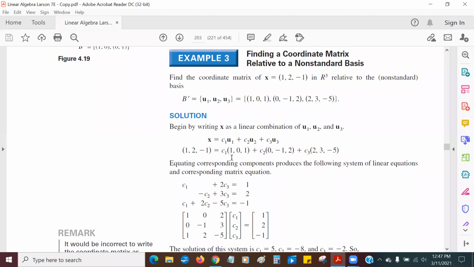Oh, sorry. This is the first component of the first vector. This is the first component of the second vector. And C3 times 2 is the first component of the last vector. Well, I'm adding these all up, and when I add them all up, they should equal the first component of this guy, which is 1. So that's why we get this first equation, C1 plus nothing plus 2C3 is equal to 1. And then we do the same thing for the middle components, and then for the last components. And that's why I get these 3 equations.